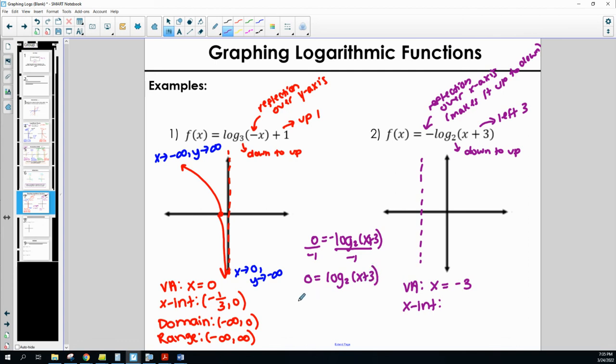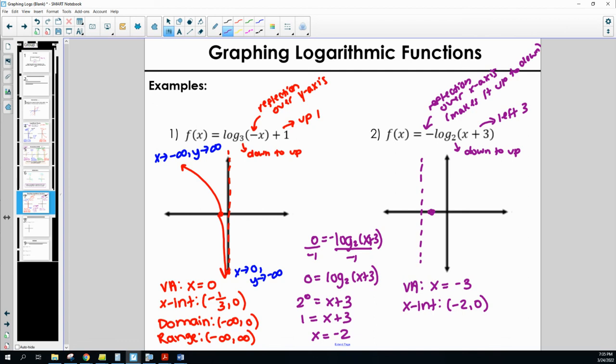So now we can change forms. 2 to the 0 equals x plus 3. 2 to the 0 is going to equal 1. So 1 equals x plus 3. If I subtract 3, x equals negative 2. So our x-intercept is negative 2, 0. Since my vertical asymptote is at negative 3, negative 2 is going to be to the right of that.